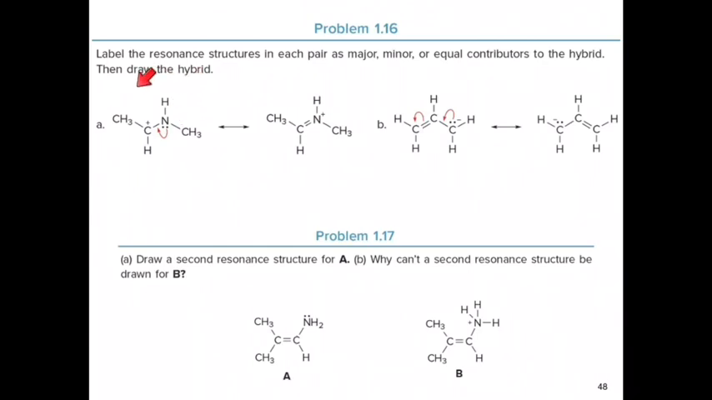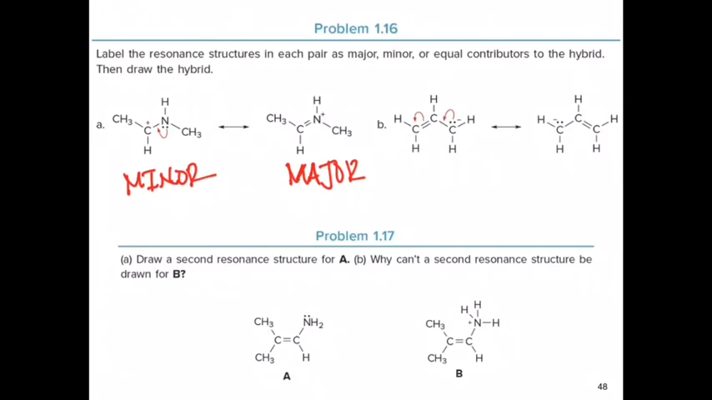So looking at these structures, the major contributor has more bonds and fewer charges. The structure on the left has 1, 2, 3, 4, 5 bonds, whereas the one on the right has 1, 2, 3, 4, 5, 6 bonds. And so the structure on the right will be the major contributor, and the one on the left will be the minor contributor.